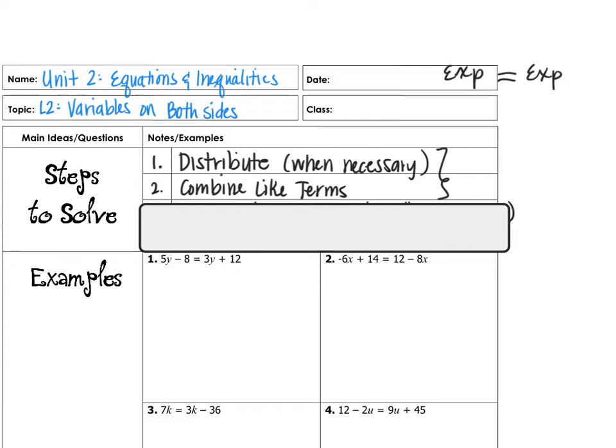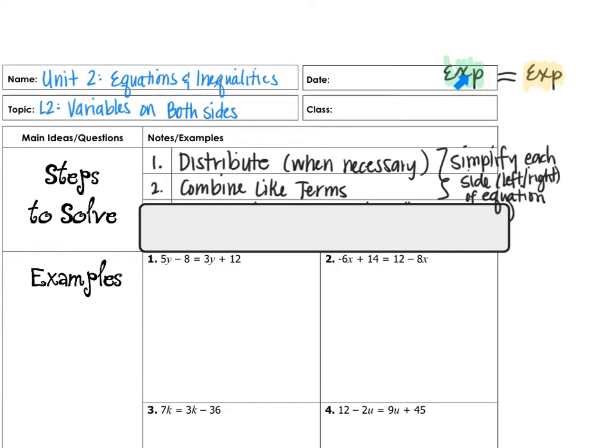Remember that an equation has an expression on the left and an expression on the right. So what you want to think about when you think about these first two steps is that you want to simplify each side of the equation. Simplify the left, distributing and combining like terms, simplify the right, distributing and combining like terms, of the equation first.